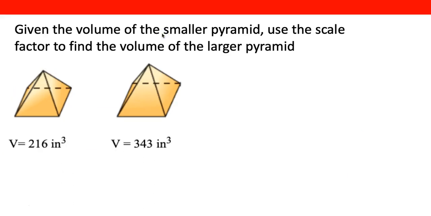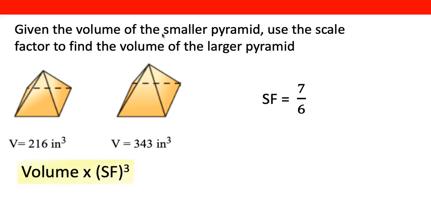Okay, so let's check it. Let's redo this problem. We have given the volume of a smaller pyramid. Use that scale factor to find the volume of the larger pyramid. So let's just check our work. What are they talking about in this problem? Is our answer correct? So remember, our scale factor was 7 over 6. When working with volume, we have to multiply by our scale factor to the third power. So let's check it.